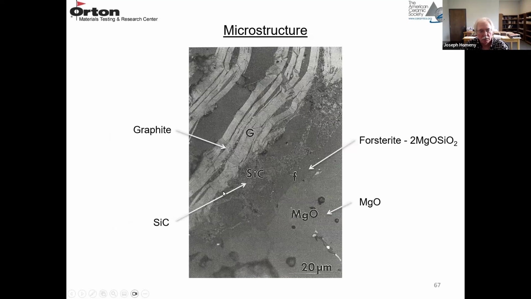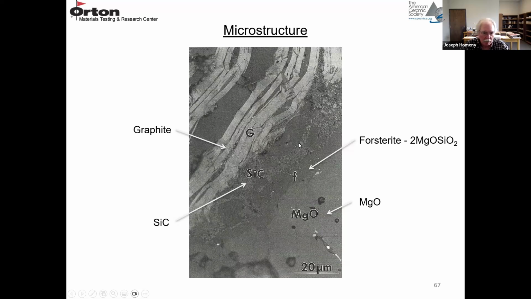And here's another microstructure. Here's an MgO particle. Here's some flake graphite. And forsterite, which is a magnesium silicate, 2MgO·SiO2. A forsterite has formed. This is after a high temperature. So F here is some forsterite in this region. So the MgO combined with silica that was present formed some forsterite, which is a high temperature material.